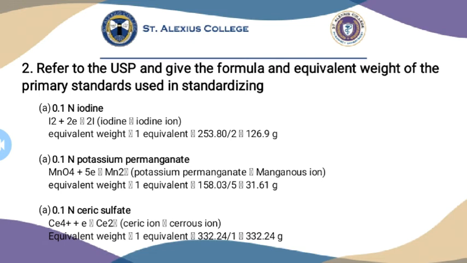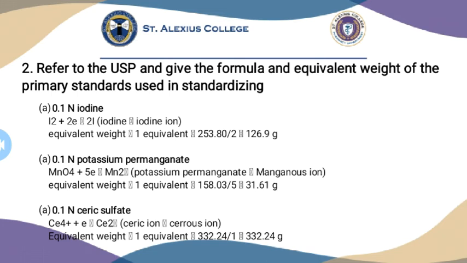In letter B, the 0.1 N potassium permanganate, MnO4- + 8H+ + 5e- → Mn2+, means that the potassium permanganate reacted to manganese ion, and the equivalent weight is 1 equivalent equals 158.03, which is the molecular weight of potassium permanganate, divided by 5, which is the factor of manganese ion, equals 31.61 grams.